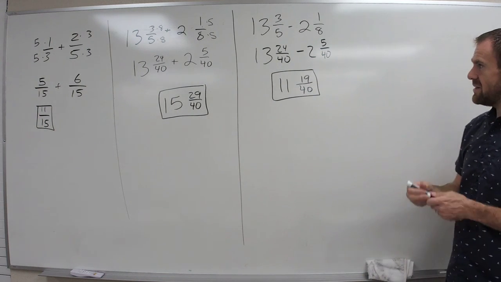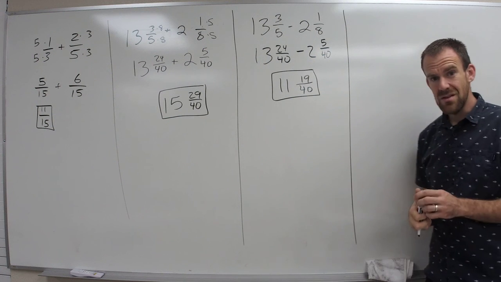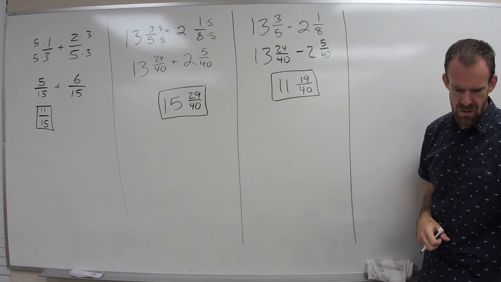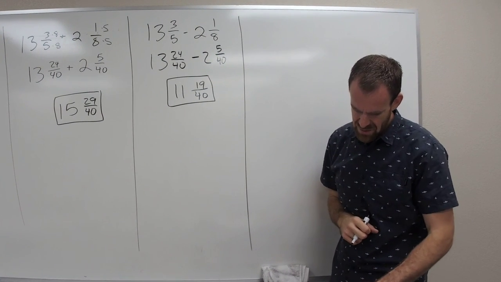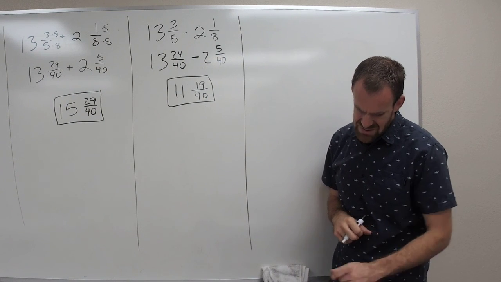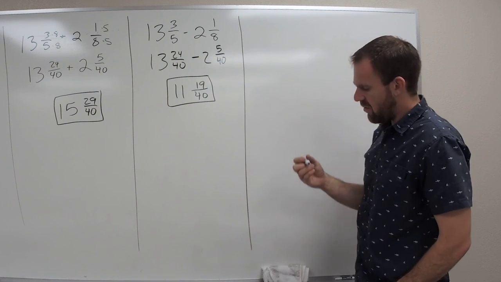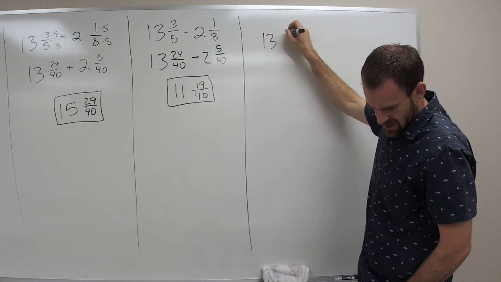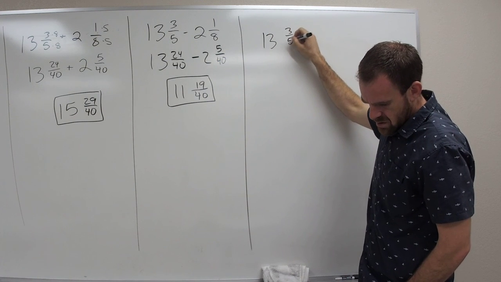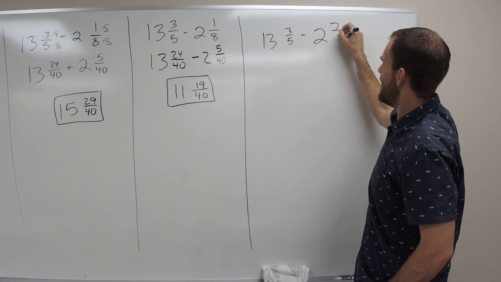Not too bad. Not too shabby today. All right. Let's try another one. Wow. Zooming over here. All right. This time, we are going to have to borrow. So we have 13 and 3/5 minus 2 and 7/8.